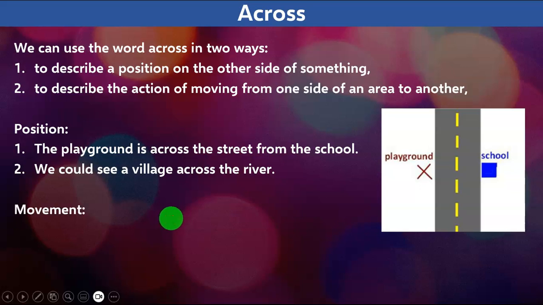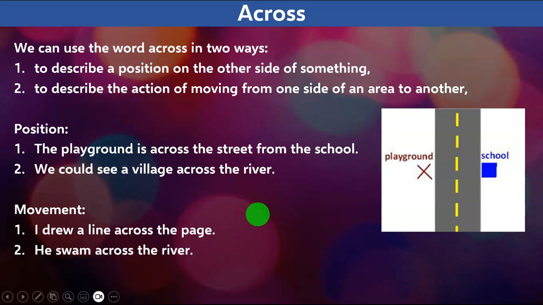Now let's look at movement. I drew a line across the page. So let's assume that this is a page. This is an A4 size sheet. If I draw a line from here to here or from here to here, I am drawing a line across the page. He swam across the river. That means from one side of the river to the other. Okay, so that is the meaning of the word across. It is used for position and movement. Hope that is clear, friends.